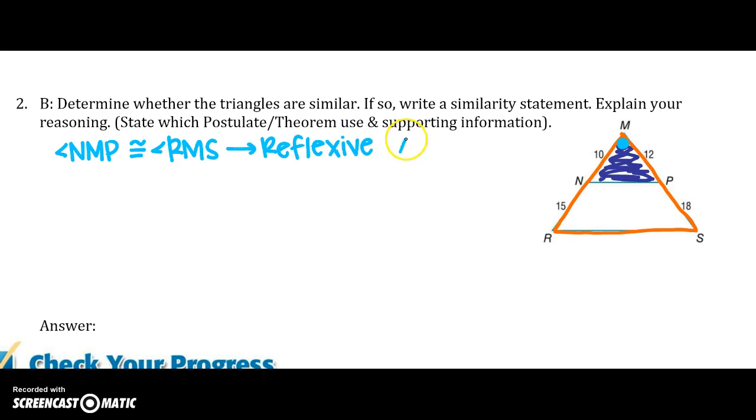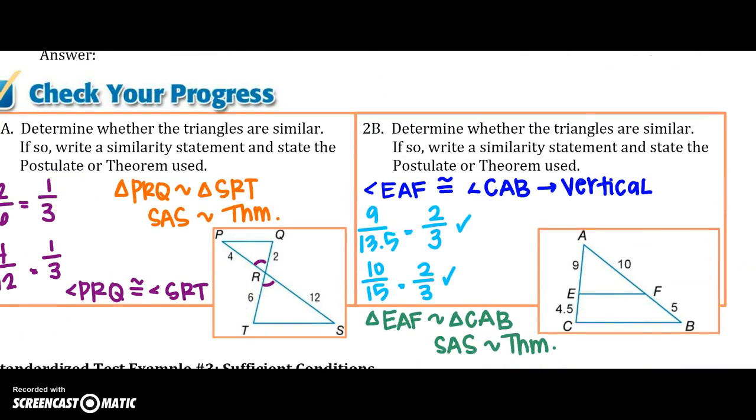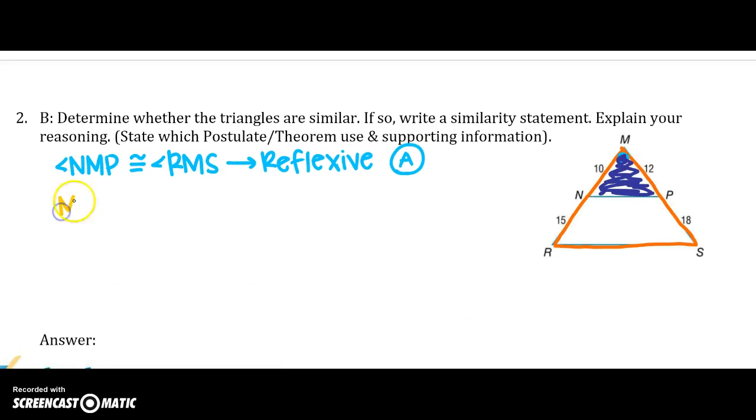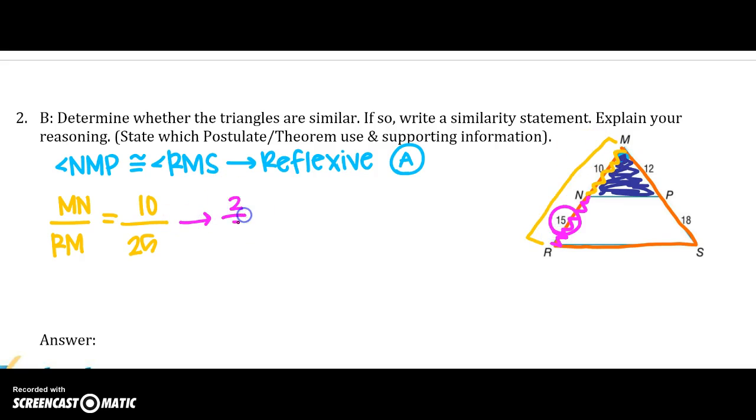All right, so I have an A. I don't have another A to use AA. So let's start comparing sides. So I'm going to say that MN, which is 10, is proportional to, and notice because my triangle is actually the entire length here, RM, I want to use 25 and not just RN, which is 15, if that makes sense. So make sure you use the whole length. That reduces to 2 over 5, all right?